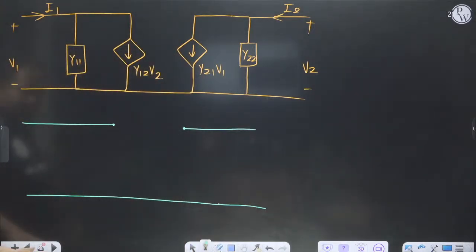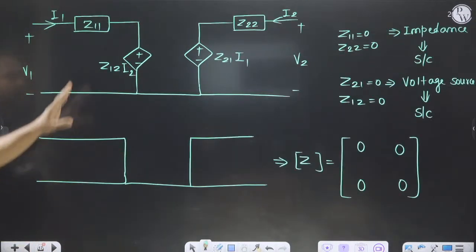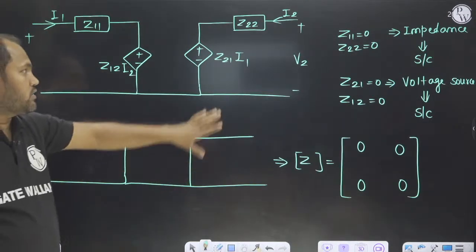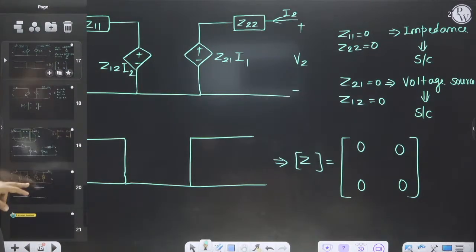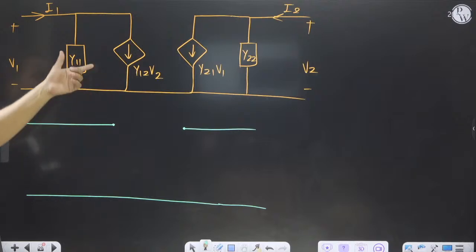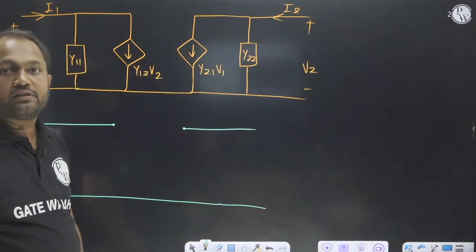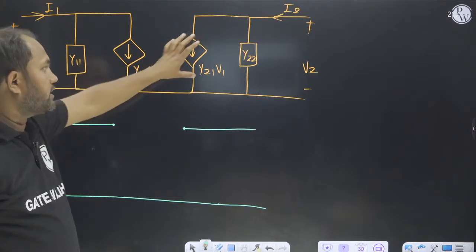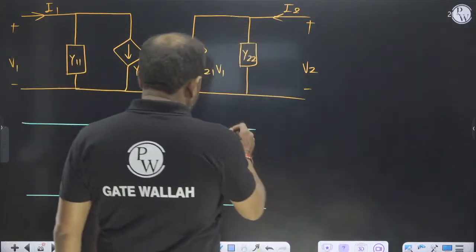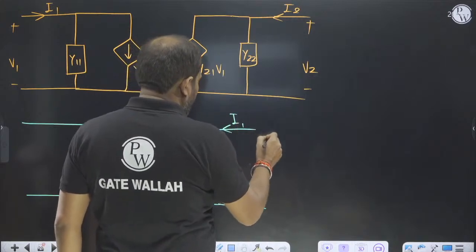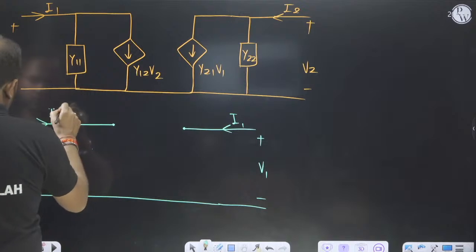So short circuit, series network, try to understand. Always remember: short circuit, series network. Parallel circuit, open network. Why? Parallel network will be replaced by open circuit. You will understand why it is open circuit.